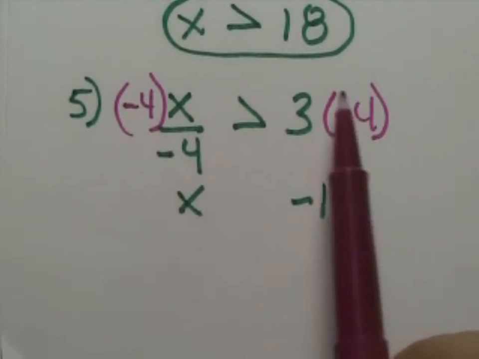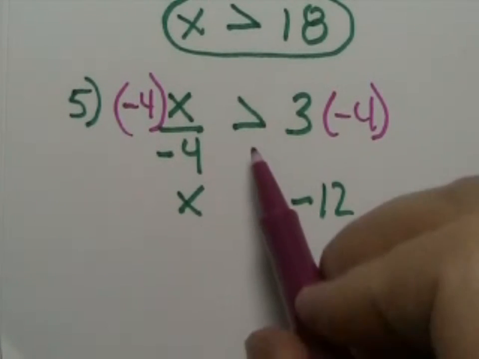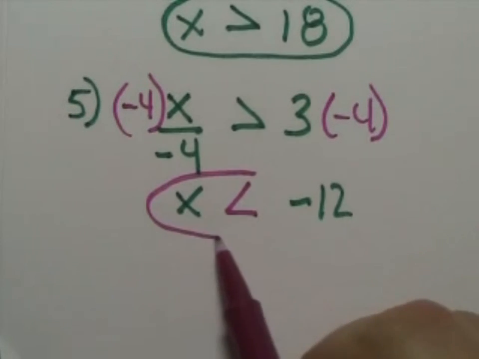Do I need to switch the arrow? Yes, I multiplied both sides by a negative. So therefore, I need to switch the arrow. So the arrow is going to go this way. Less than.